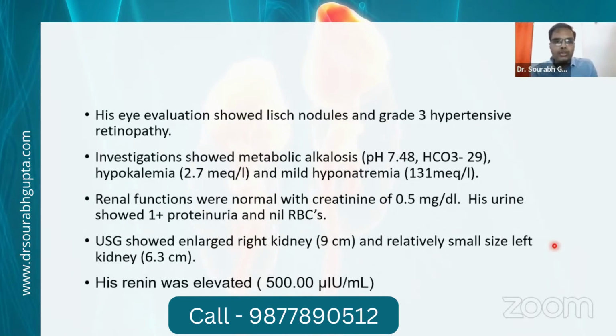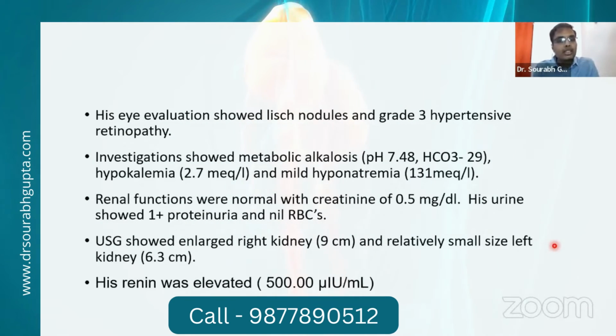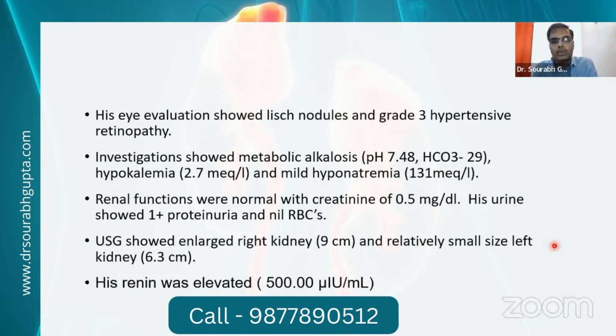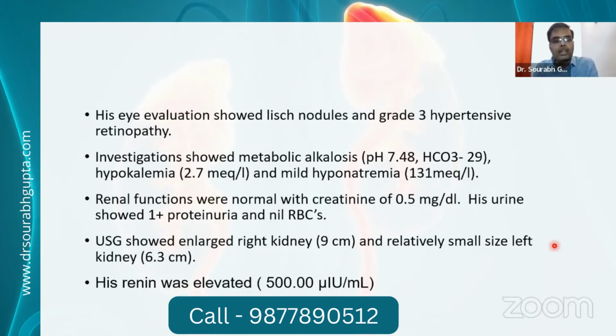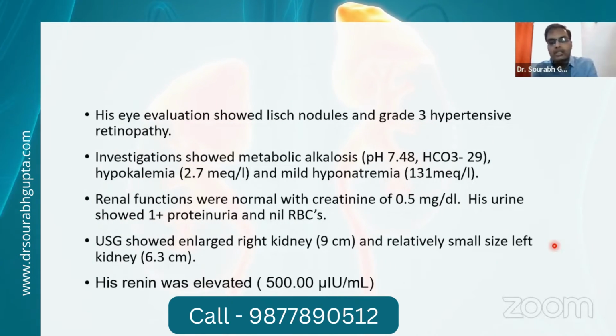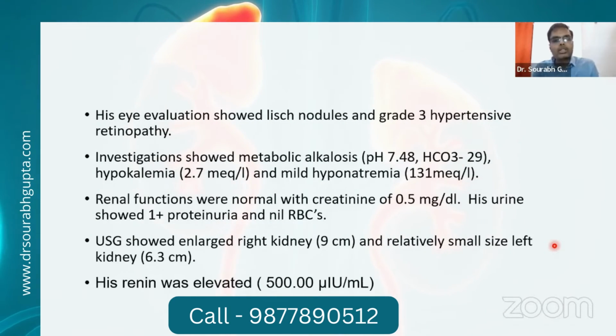On further evaluation, hypertensive retinopathy was there, and Lisch nodules were there. His investigations showed metabolic alkalosis and hypokalemia. There was mild hyponatremia, maybe because of pressure natriuresis. His renal functions were normal. His urine showed 1+ proteinuria, which was again maybe transient. His right kidney was actually enlarged and left kidney was small. His renin was elevated. So he was probably having a renin dependent hypertension secondary to a renovascular cause.